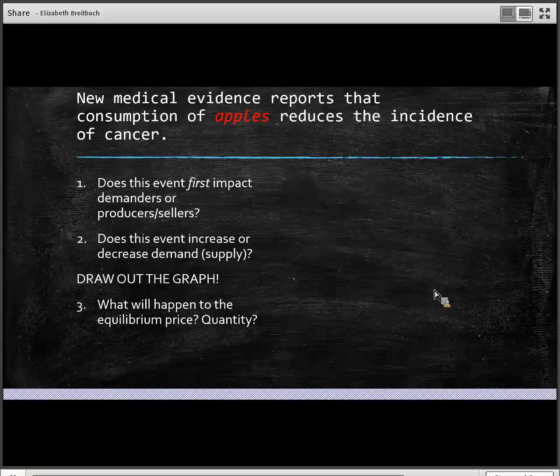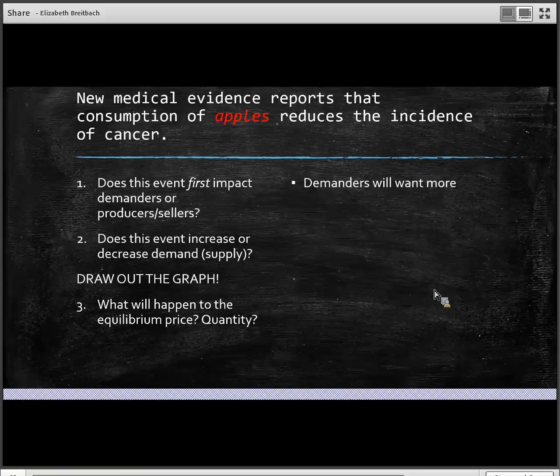Well, what happens first is more people want to buy apples. And so it's the demanders that want more initially, right? They see that apples have this extra health benefit, and demanders are going to be the first people to act, and this event will increase demand. Okay, this event is going to increase our demand curve.